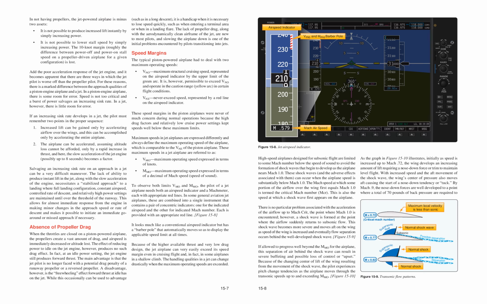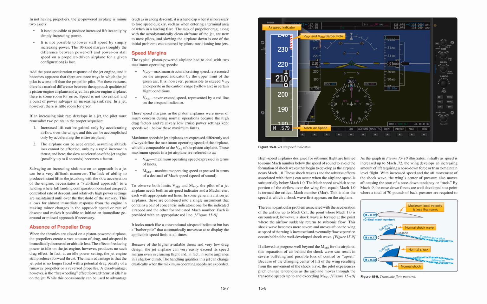There is no particular problem associated with the acceleration of the airflow up to Mach crit, the point where Mach 1.0 is encountered. However, a shock wave is formed at the point where the airflow suddenly returns to subsonic flow. This shock wave becomes more severe and moves aft on the wing as speed is increased, and eventually flow separation occurs behind the well-developed shock wave. Figure 15.9. If allowed to progress well beyond the MMO for the airplane, this separation of air behind the shock wave can result in severe buffeting and possible loss of control or upset.